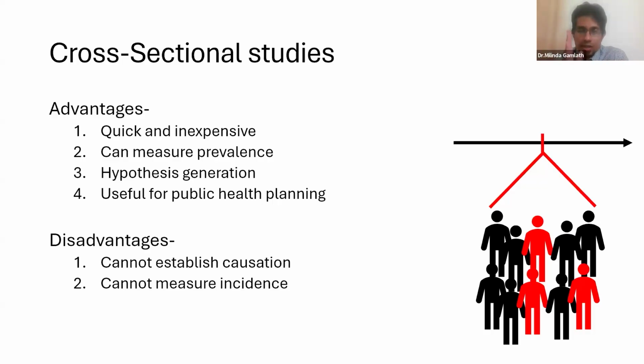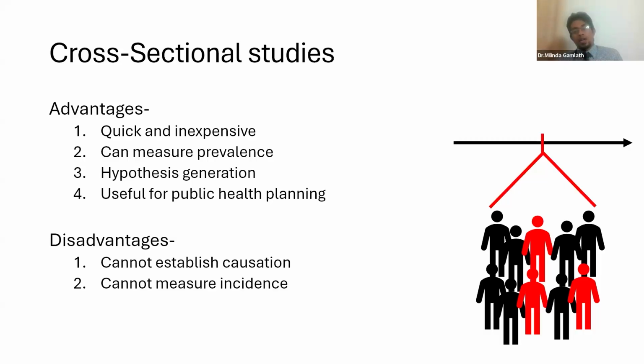So because you are looking at this disease at a single point in time, you cannot measure the incidence. You cannot find out how many newly diagnosed patients come up. To measure the incidence, you need to follow up a population for a period of time. Then you can see how many patients are newly diagnosed, who newly develop that disease. So incidence is the number of new cases of a disease which happen over a certain period of time in a population, and you cannot measure this in cross-sectional studies.